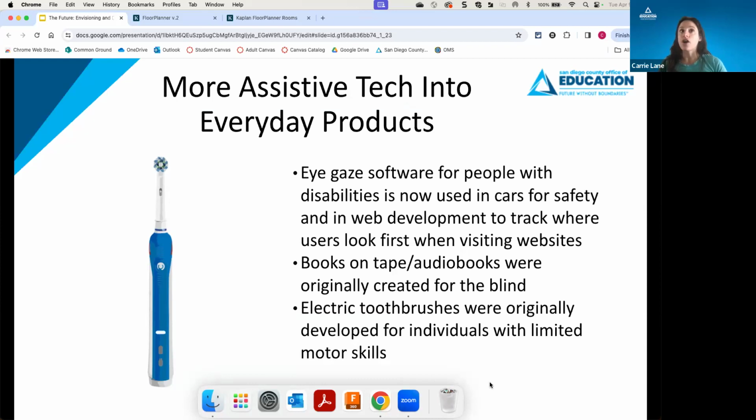And the software that's used in cars for safety and looking at location, and also tracking where users look on websites. So a lot of that information where it tracks what you're looking at so that it can then give you tailored ads, all of that was originally from eye gaze software that was meant for people with disabilities. So lots and lots of examples.